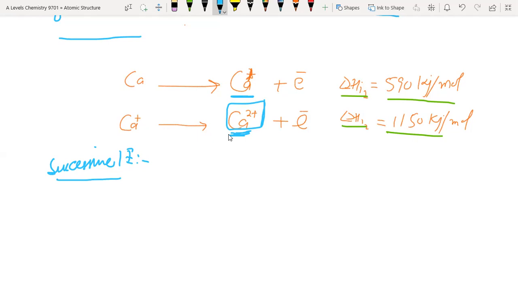As each electron is removed, there is a greater attraction force between the protons in the nucleus and the remaining negatively charged electrons. So more energy will be needed to overcome these forces.